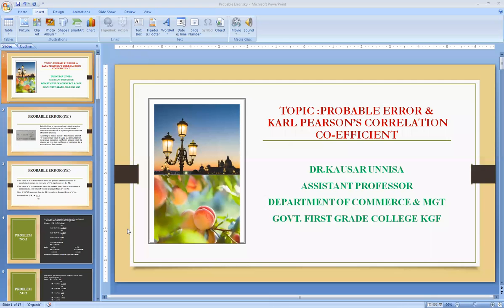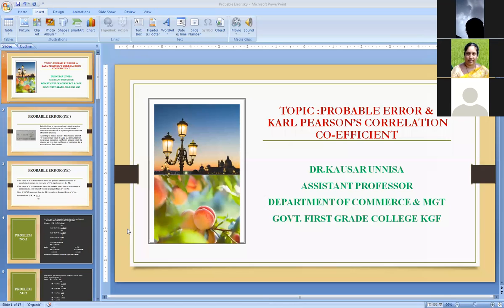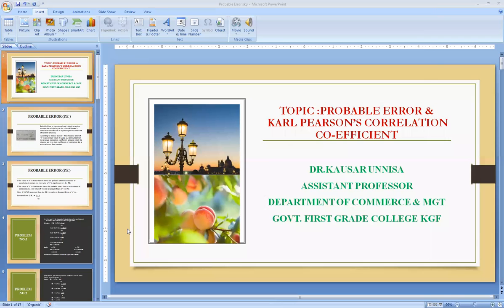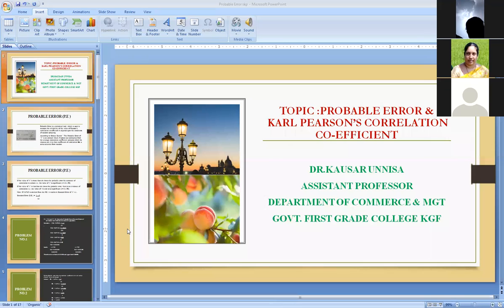Today in this class we are going to have a topic relating to Karl Pearson's coefficient of correlation, that is, the probable error. So what do you mean by this probable error? For 2 marks they are going to ask the question for you, and also along with the correlation coefficient the question is going to be given: calculate Karl Pearson coefficient and also the probable error. So this is the question that you are going to be asked in the examination.